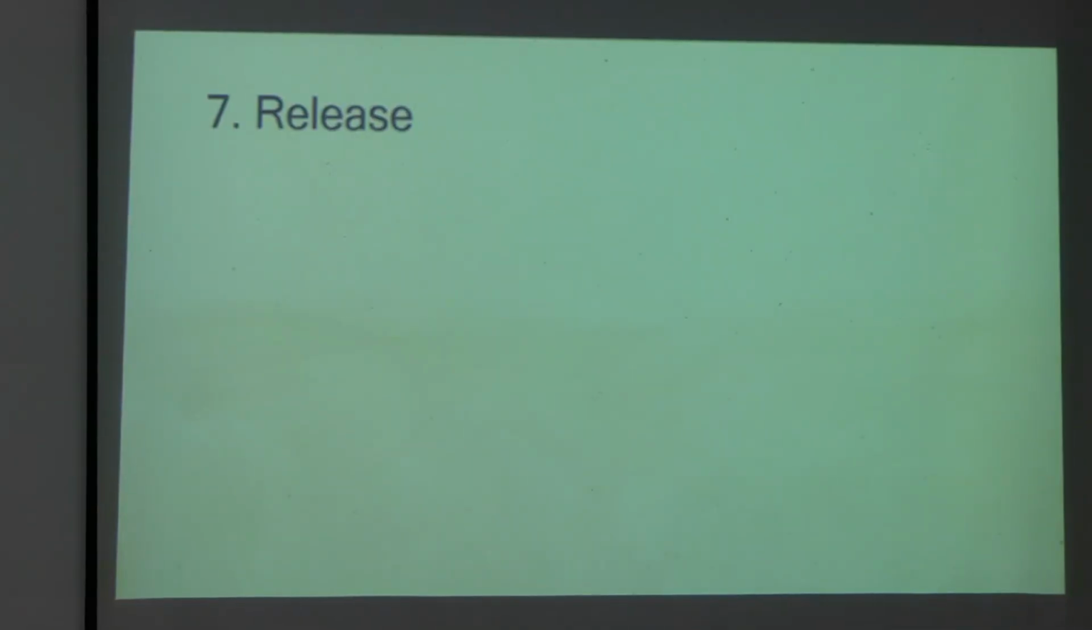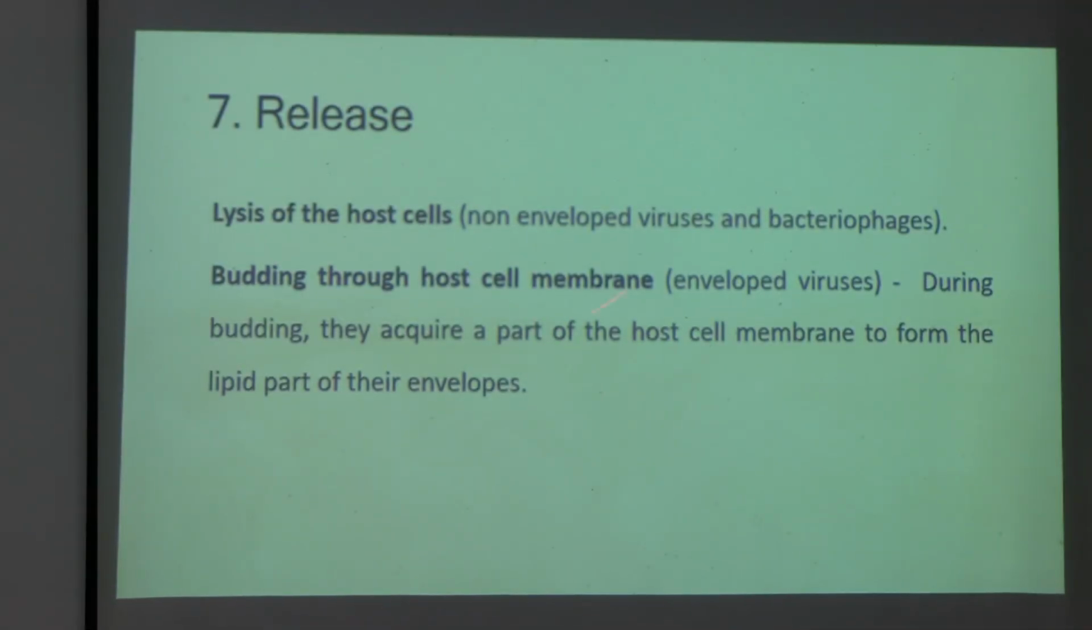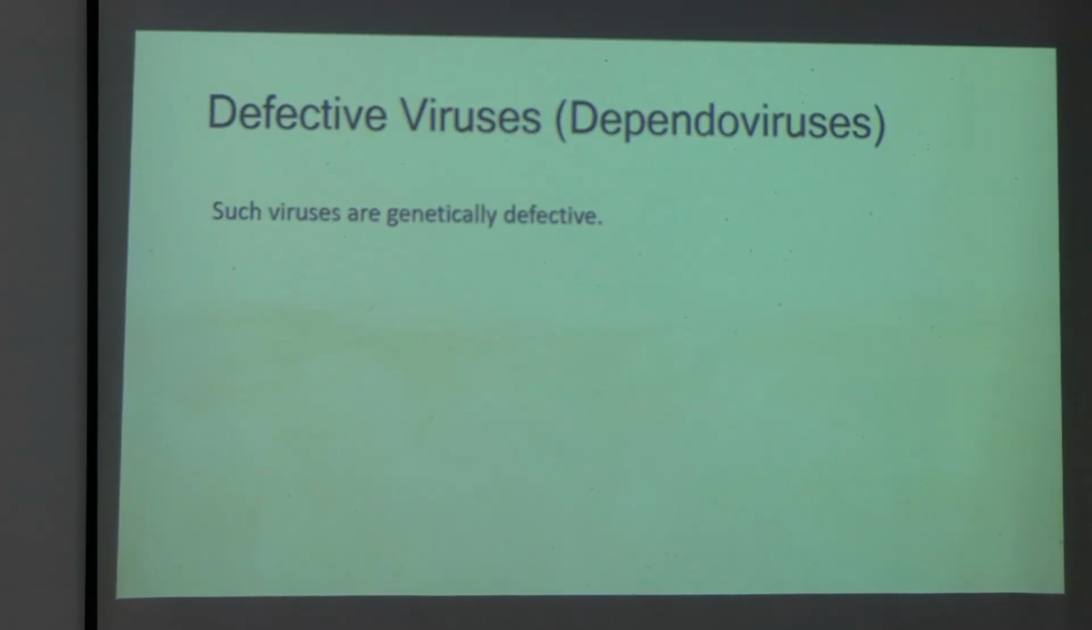Then comes release, the last step, okay? During release, what will happen? Lysis of the host cell where the replication took place, okay? And then budding through the host cell membrane, which you will see in the enveloped viruses. Am I clear? So, there is a certain thing called dependoviruses or defective viruses.